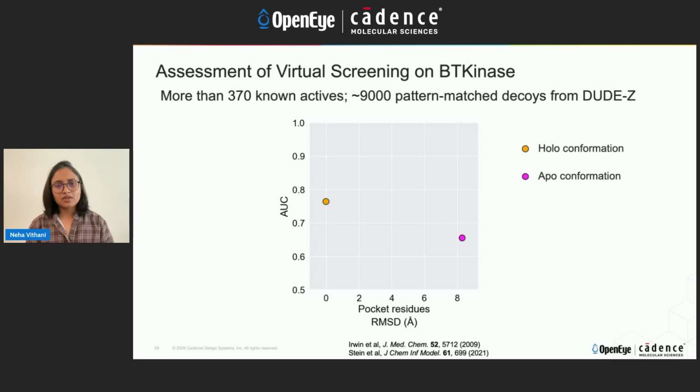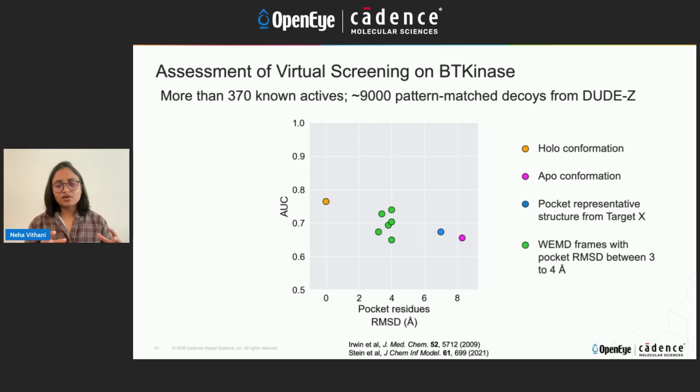apo pocket conformation. When you run TargetX, we also give you a pocket representative structure. In case of Btk kinase, this pocket representative structure looked a lot like apo pocket conformation. Therefore, it had lower success in separating actives from inactives. We decided to select few more conformations that look more holo-like as sampled by weighted ensemble molecular dynamics, and we run the same docking experiment and see improvement in AUC when we run docking against these pocket conformations.